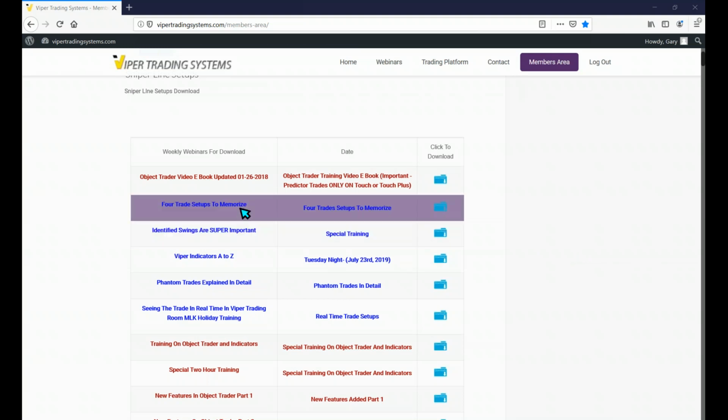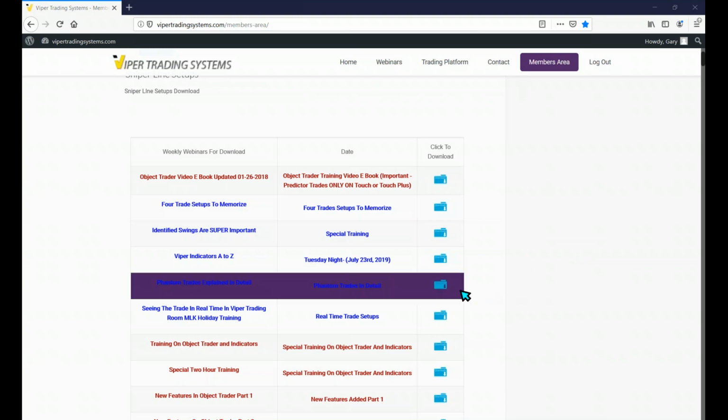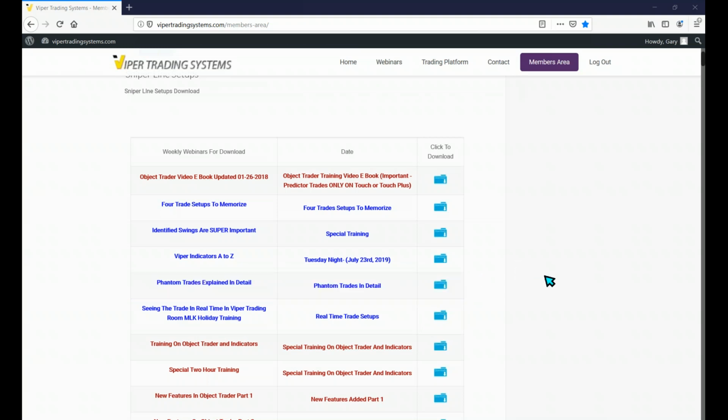Identified swings are super important. 4 trade setups to memorize. Phantom trades explained in detail. Okay, let's see. For some reason, I can't do mid-band long, but I can do them short.